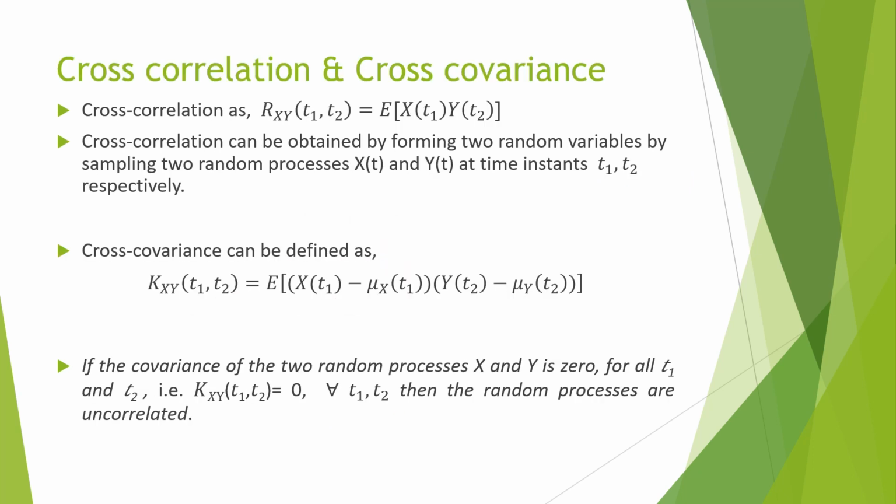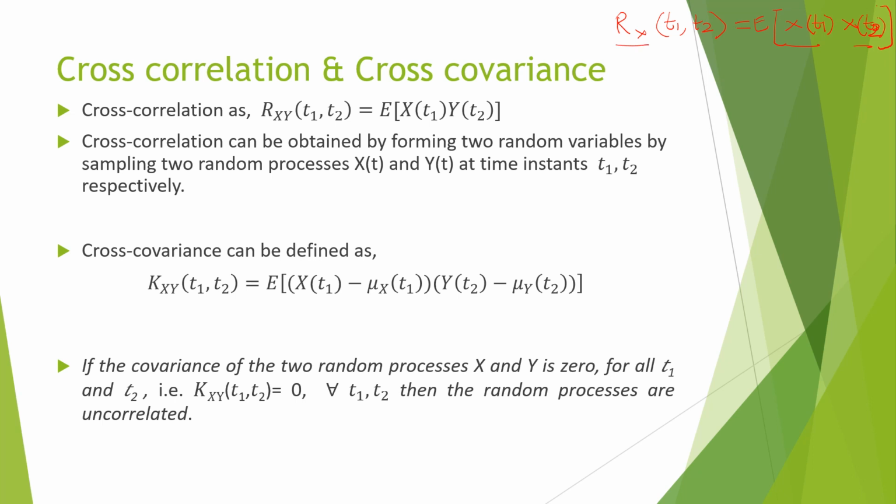We discuss cross correlation and cross covariance. In the previous slides, we have seen autocorrelation. The autocorrelation function is given as Rx(t1, t2) is equal to the expectation of x(t1) x(t2). In the autocorrelation function, the random variables x(t1) and x(t2) are obtained from the same random process. Therefore, it is known as the autocorrelation function.